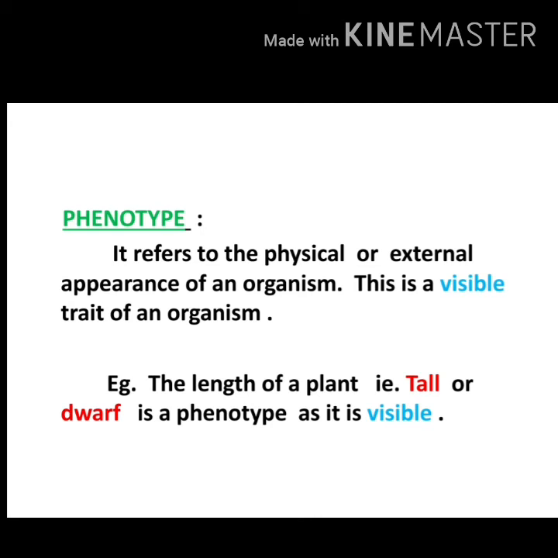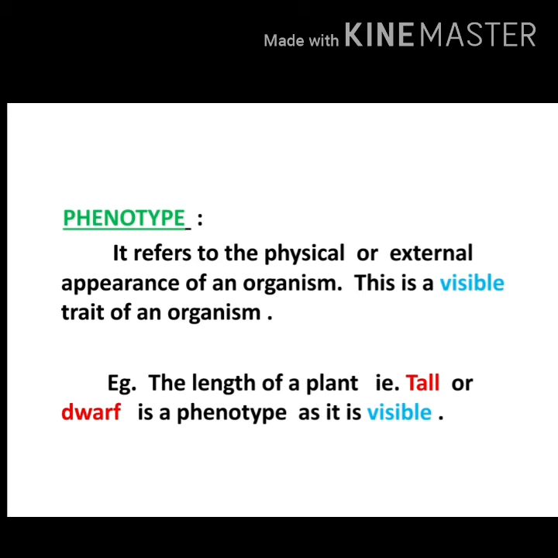That is, when you look at a plant, we can understand whether the plant is tall or dwarf. We can understand whether the flower is white color or violet color. So whatever we see from outside, the external appearance is called as phenotype. The genetic makeup is called genotype. Hope you have understood it. So phenotype is the external appearance of an organism.